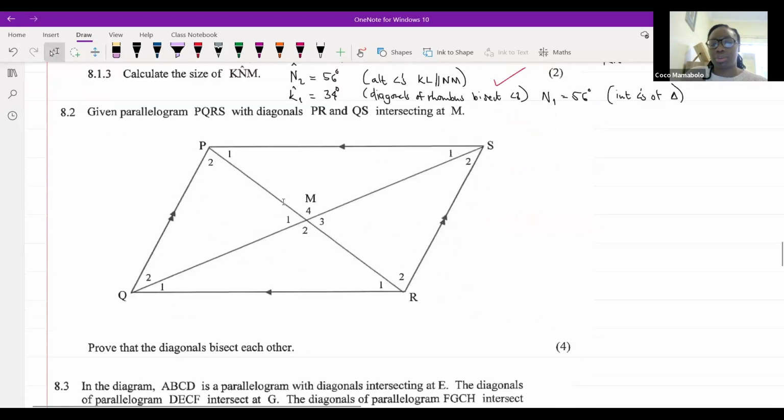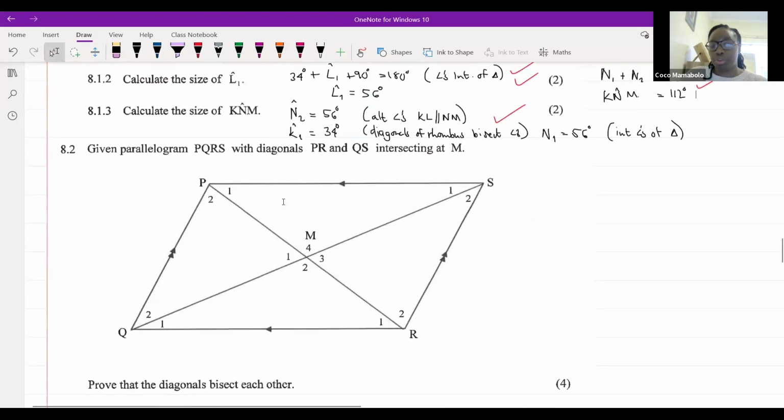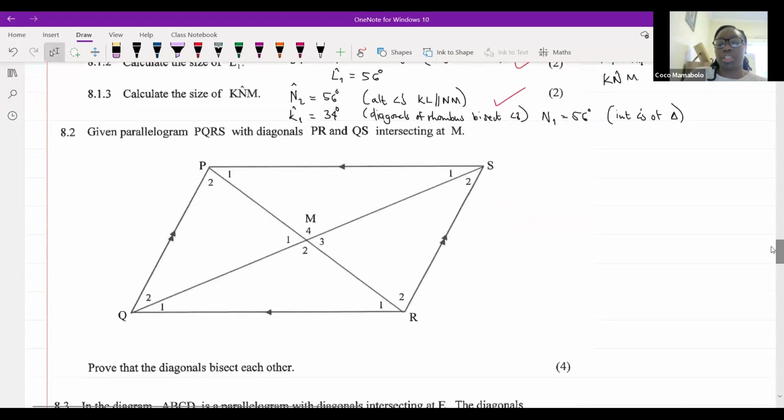Can we try this last one here? It says it's a proof. Again, it comes from a paper. It's a grade 10 national paper. So they're asking here to prove that the diagonals bisect each other. It's a 4-mark question, so we should already know what it is that we're doing. Does anybody know exactly what we need to do here? Correct, Shulani. Excellent.